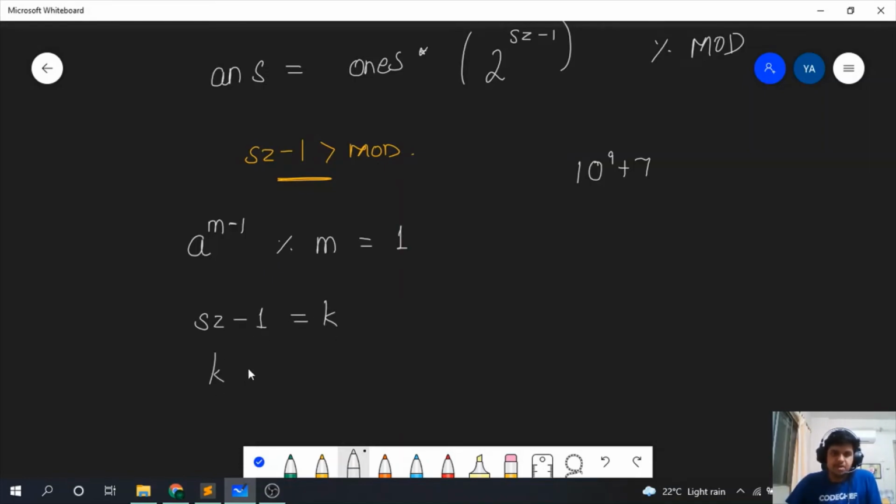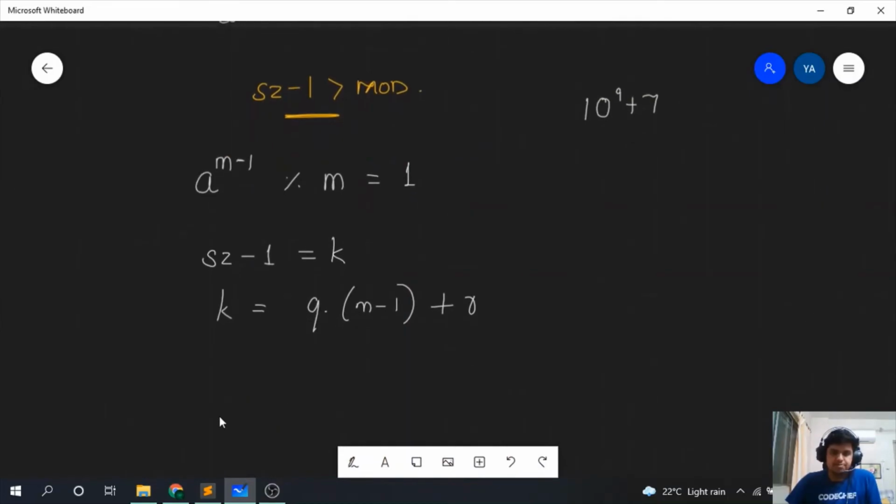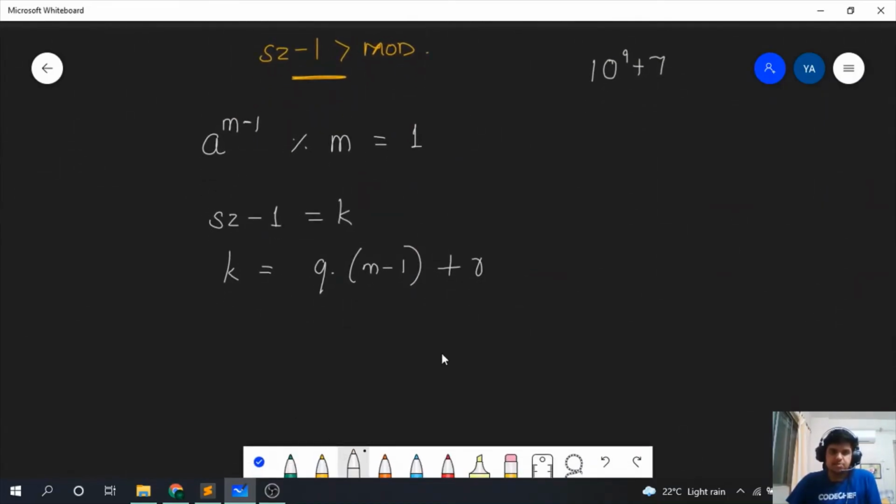Now we can write k as quotient into m minus 1 plus r. So what will be the answer when k is divided by m minus 1? Basically this. So it can be written as quotient into m minus 1 plus r. Now let us put this value into sz minus 1. So we had 2 to the power sz minus 1 in our answer. So let us just put this over here.